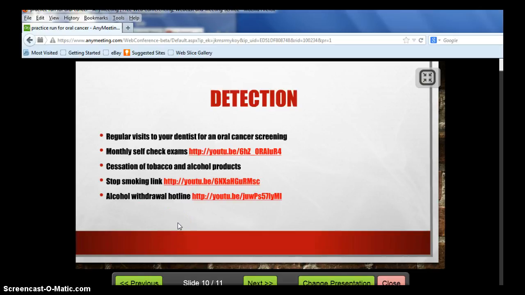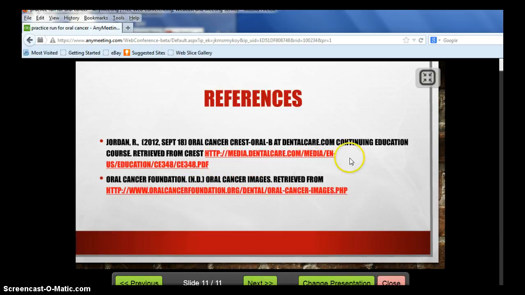Cessation of tobacco and alcohol products. I know it said to stop smoking and drink in moderation. I placed a link about stopping smoking, and that'll give you a really good resource, because it's not just oral cancer, it affects your whole body. There is an alcohol withdrawal hotline that I placed here because it is not easy to stop doing either one of those. And these are my references.